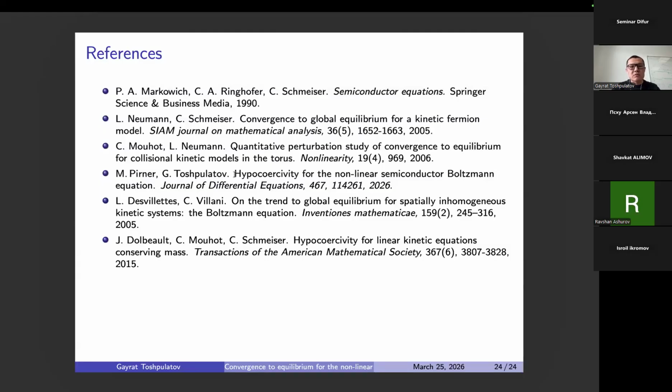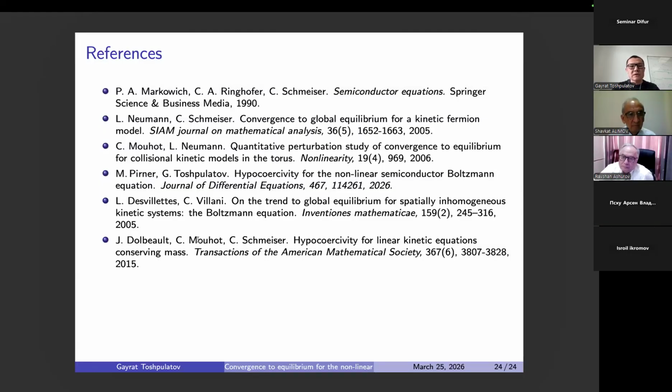There is some literature. This is a book about these semiconductor equations. There are some works I mentioned before.